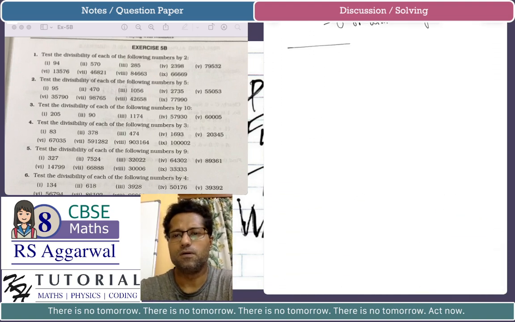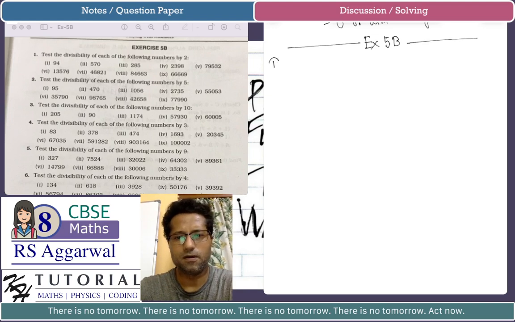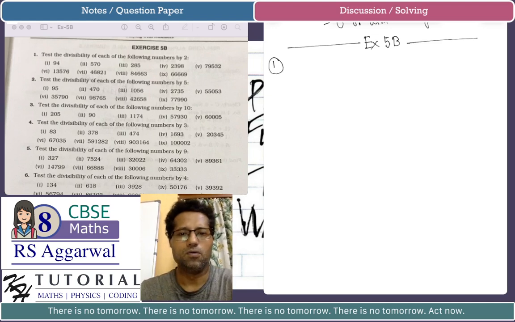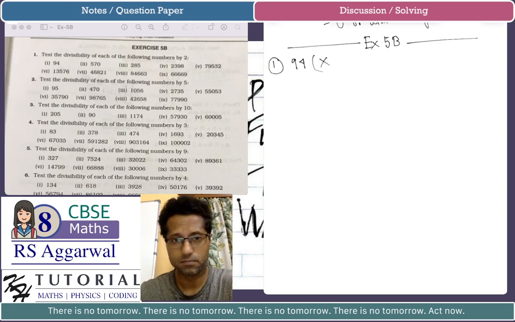So let's solve 5b. The first one is: test the divisibility of each of the following numbers by 2. Straightforward, we will check the digit at the units place or ones place, that is the rightmost digit, and see whether it is even or odd. I will put a cross mark if it is not divisible by the given number, that is 2, and a right sign if it is divisible by 2.